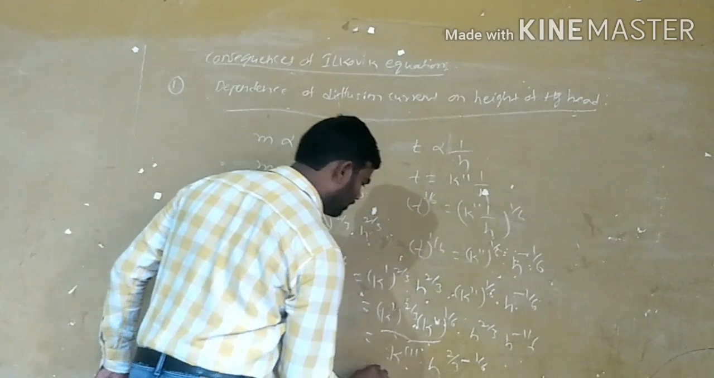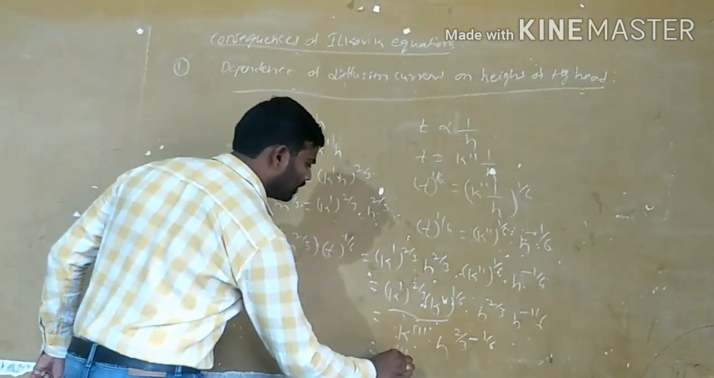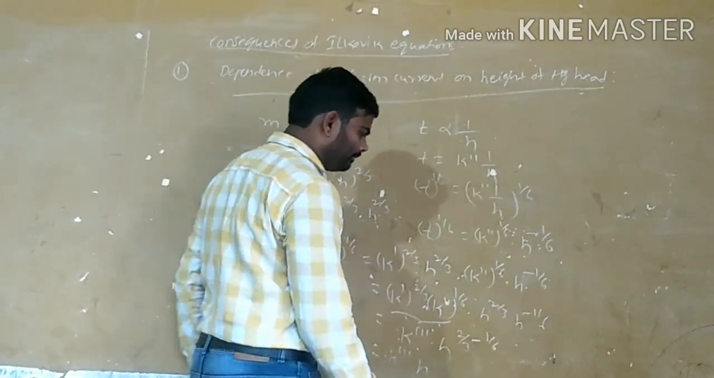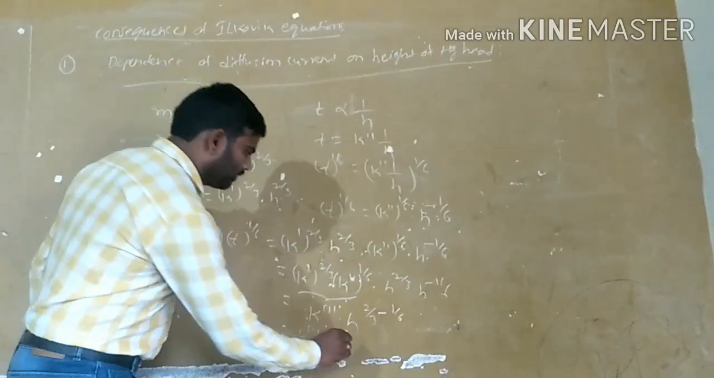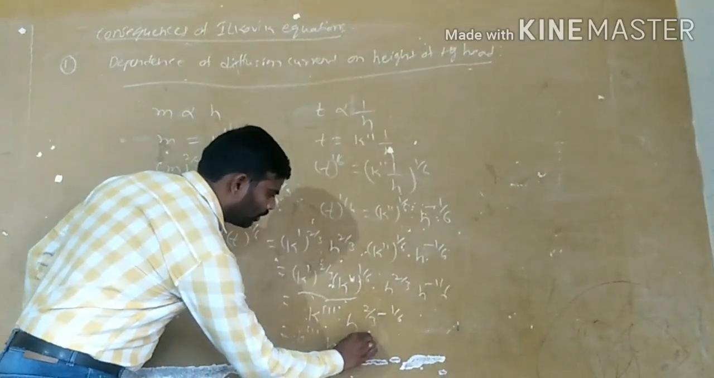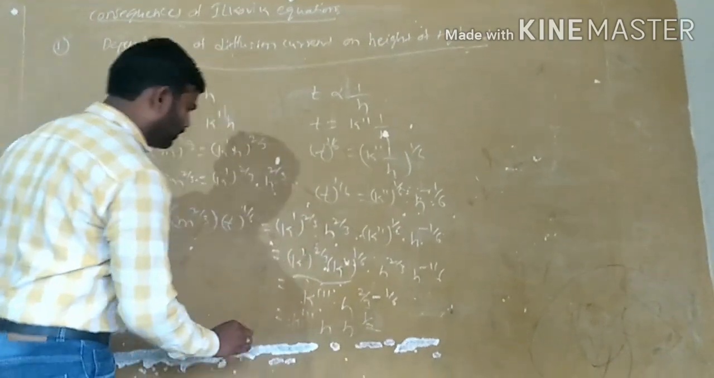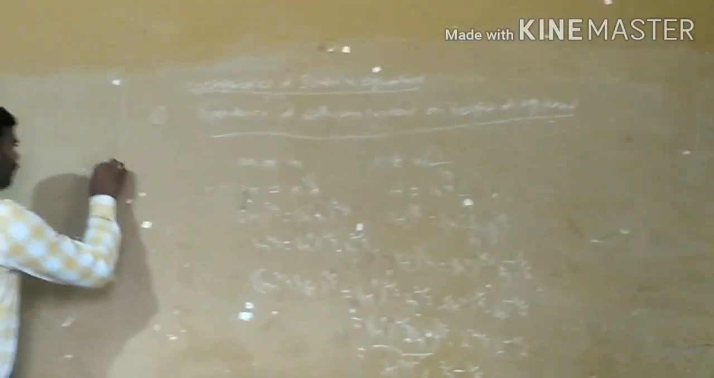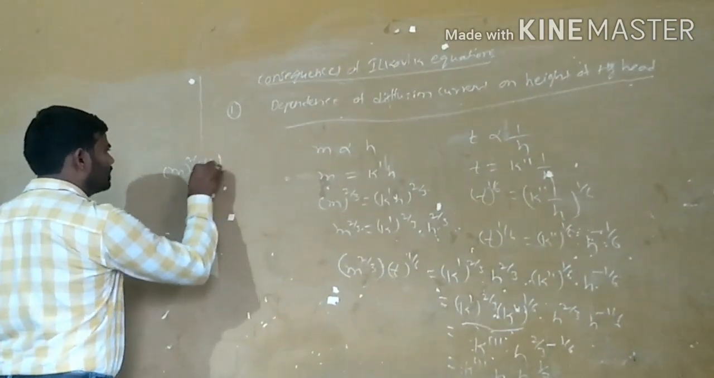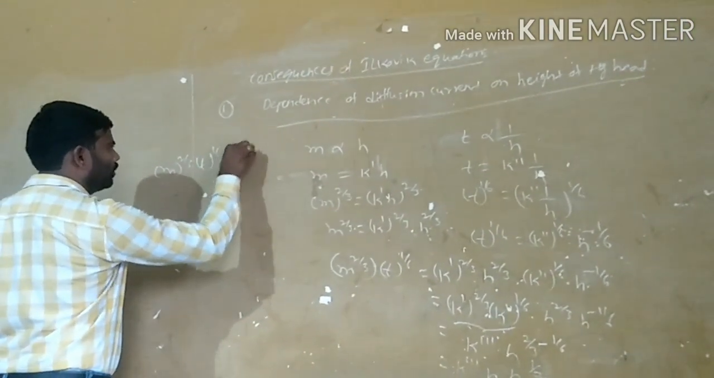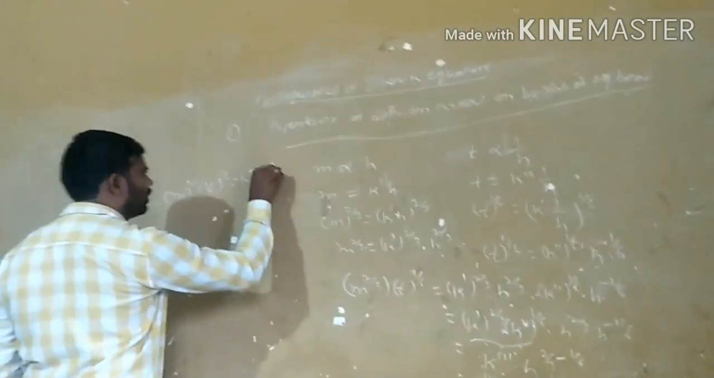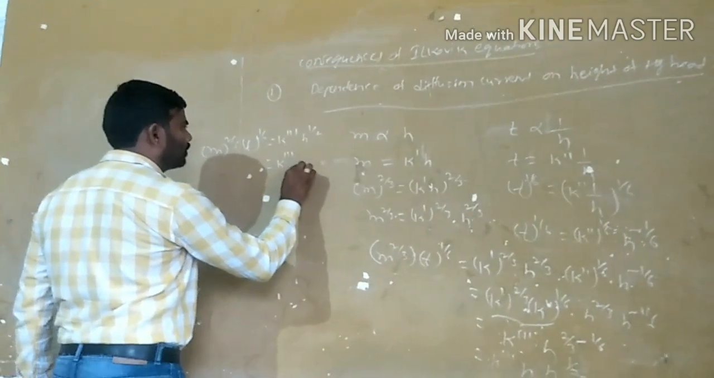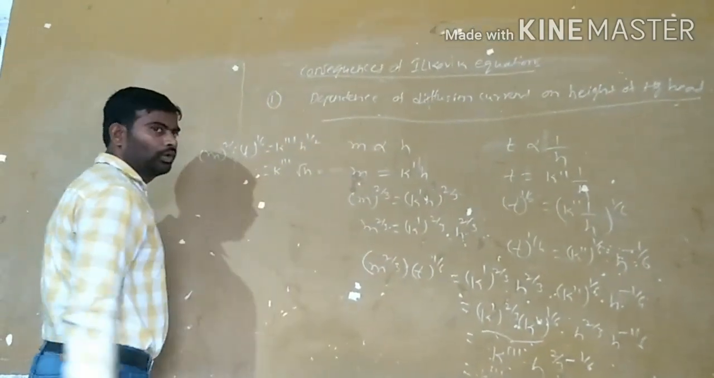Nothing but k triple dash is equal to h to the power, by taking the LCM, we are getting 1 by 2. From this, m to the power 2 by 3 t to the power 1 by 6 is equal to k triple dash of h to the power 1 by 2, nothing but k triple dash is equal to, I am writing root h.